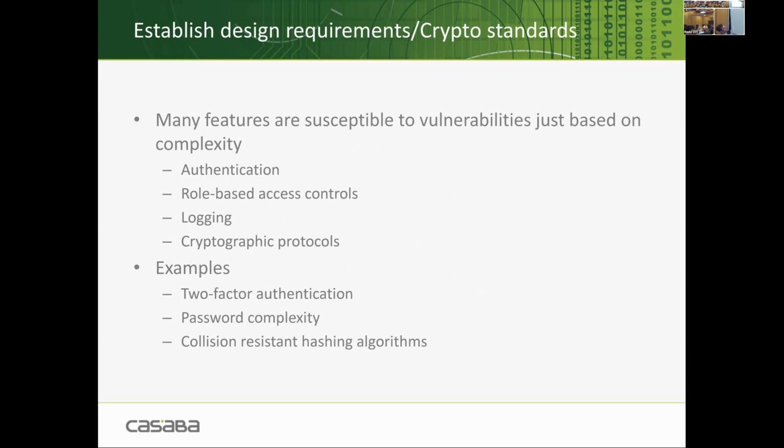So yeah, many features are susceptible to vulnerabilities just based on the overall complexity. Authentication is super complex. There's common libraries. People sometimes do their own authentication protocols. There's RBAC, so role-based access control, making sure that you're logging things, make sure you're not logging things like access tokens, making sure you have the right cryptographic protocols. So making sure things like if you're operating in AES CBC mode, you defend against chosen ciphertext attacks.